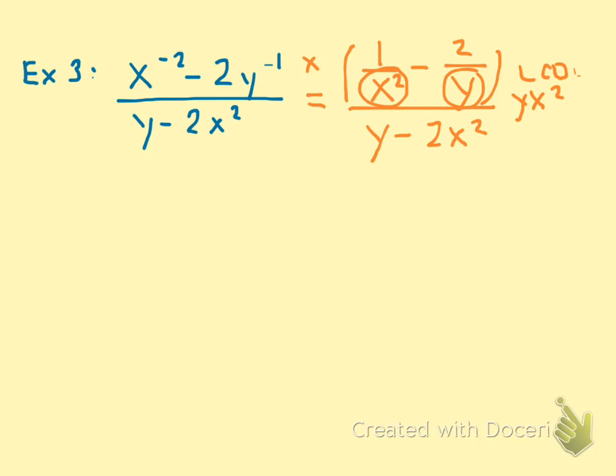I'm running out of space here a little bit, so I'll try my best. I'm having a little trouble writing on the screen here. There we go, x squared y. And you have to multiply both of them by x squared y. You can't just multiply the numerator of something by x squared y. It has to be both.